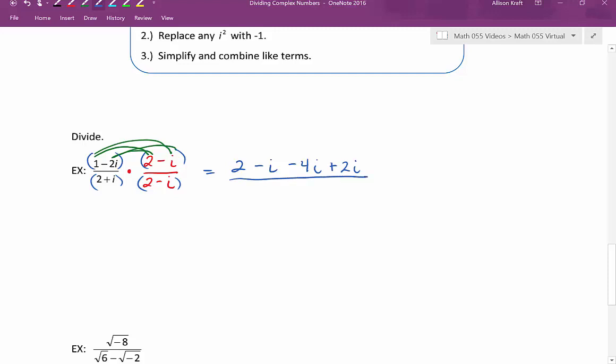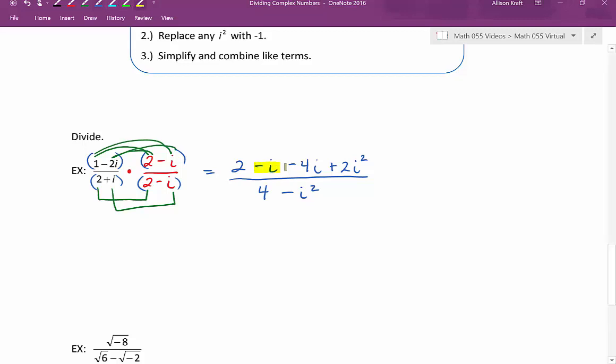Remember that there's a shortcut when multiplying conjugates. The middle terms always fall out, so all we need to do is multiply the first two terms together and the last two terms together. 2 times 2 gives us 4. Positive i times negative i gives us negative i squared. We want to combine any like terms and replace any i squareds with negative 1.